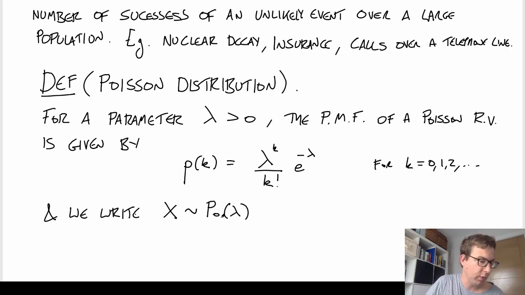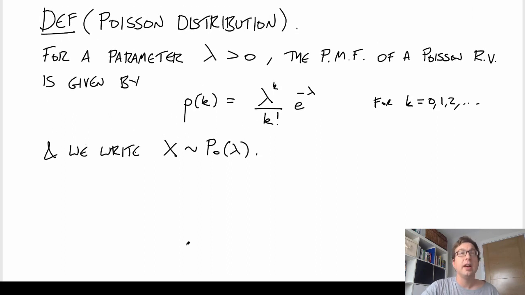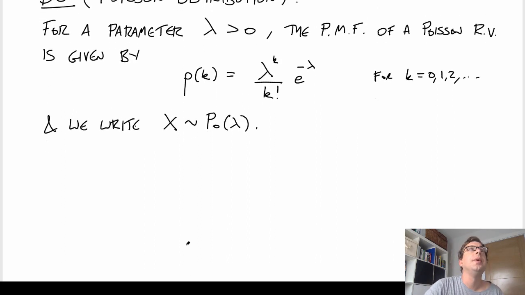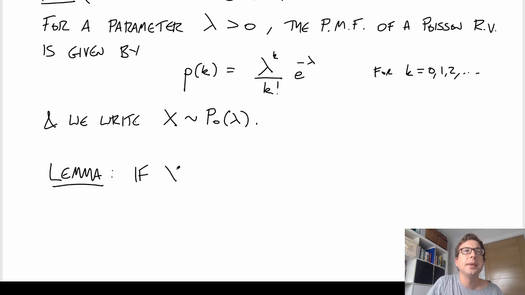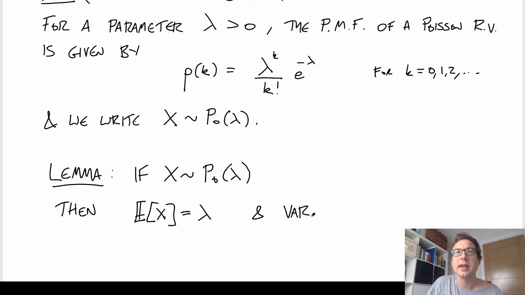I often write it just as PO. Different people have different notations for this. You can write just Poisson lambda as well. That's perfectly fine also. Let's collate together a few facts associated with Poisson random variables. We can calculate the mean and the variance of a Poisson random variable. Lemma: if X is Poisson distributed, then E of X is equal to lambda, and the variance of X is also equal to lambda.